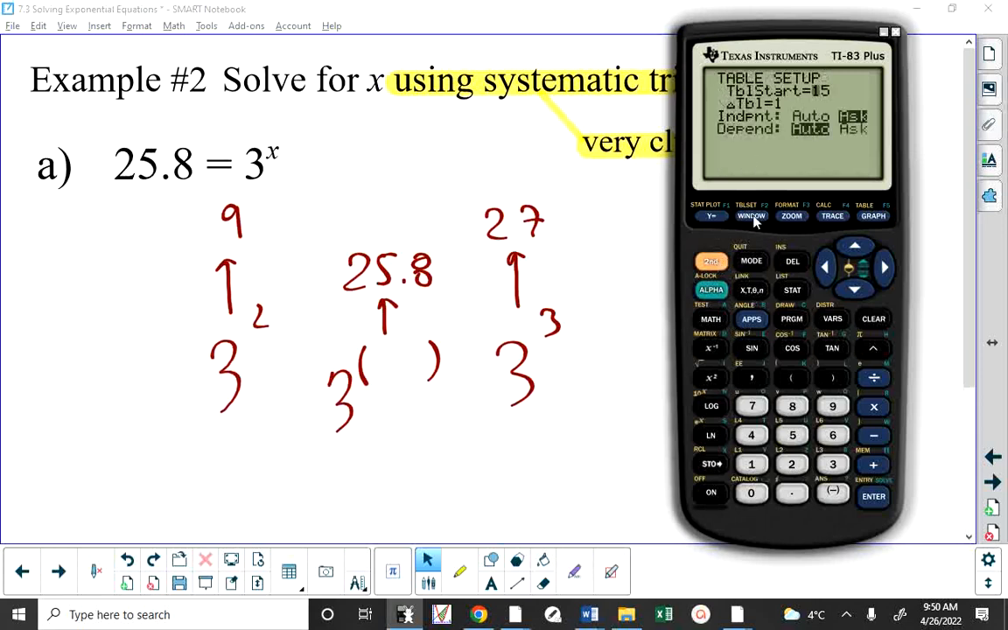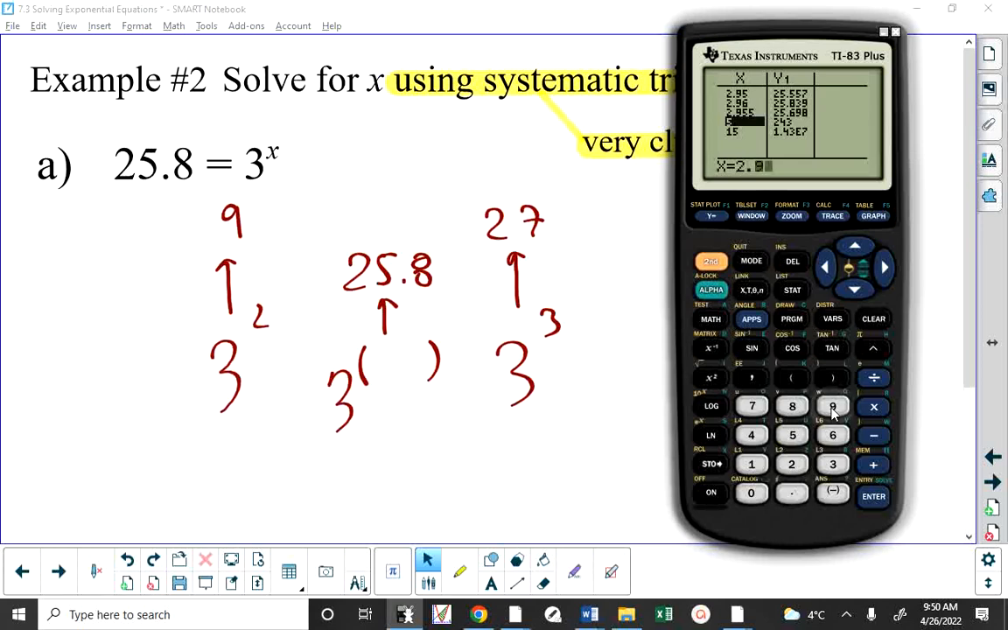Set our table up to be on ask. Go into our table and start plopping in 2.95, 2.96. Oh, 2.96 gives us a little bit too much. Let's try 2.955. Do you get what's going on here? It's a simple process, but it's just time consuming.